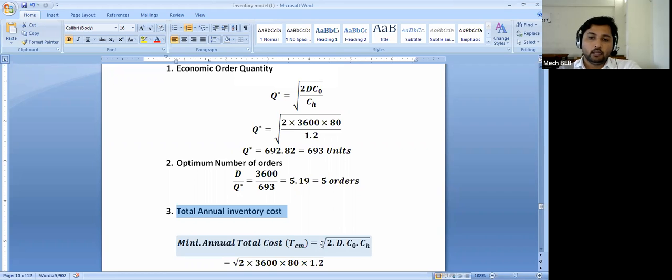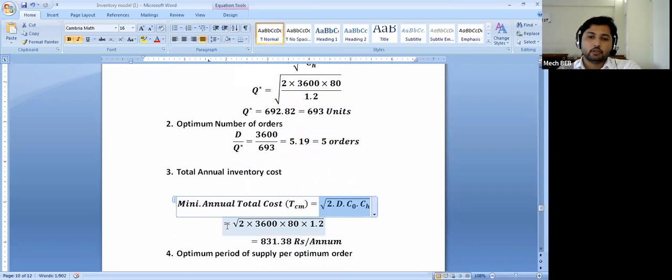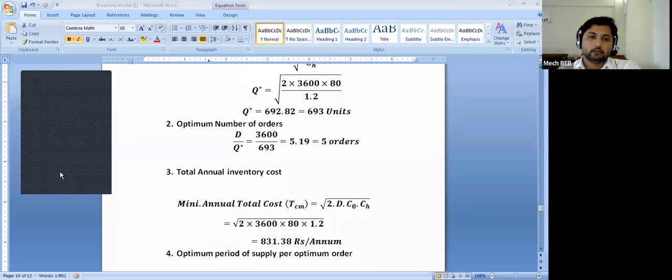Its well-known formula is under root of 2 multiplied by D multiplied by C naught multiplied by CH. Now all the values are known to you. Just put in those values and find the minimum annual total cost, TCM. So under root of 2 multiplied by 3600 multiplied by 80 multiplied by 1.2. Perform the calculation: 2 multiplied by 3600 multiplied by 80 multiplied by 1.2.